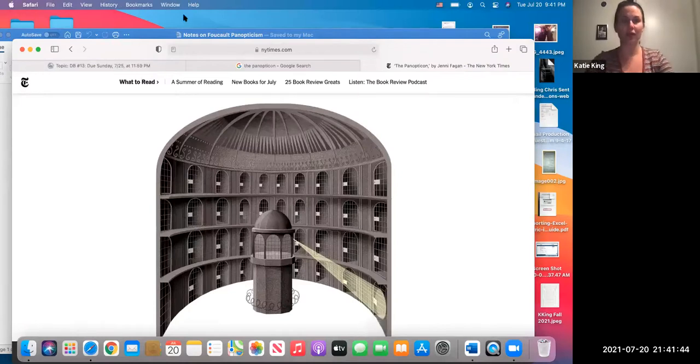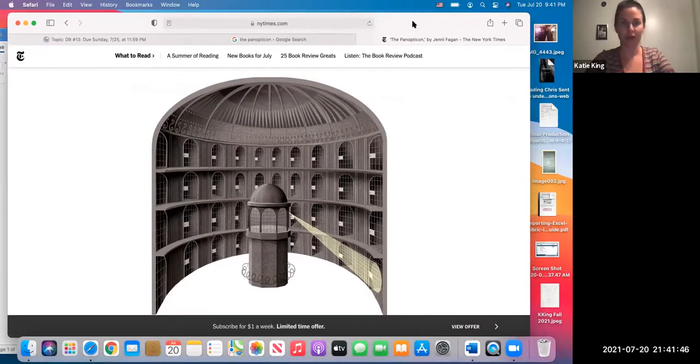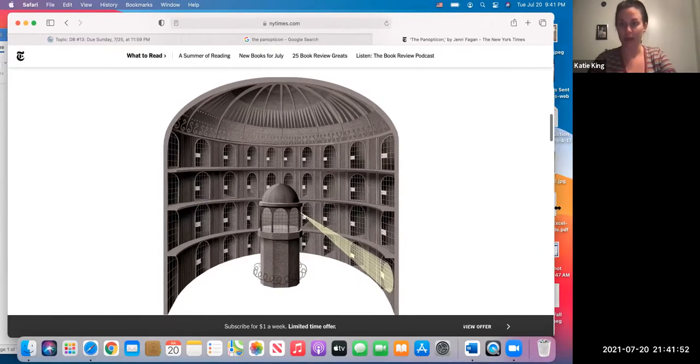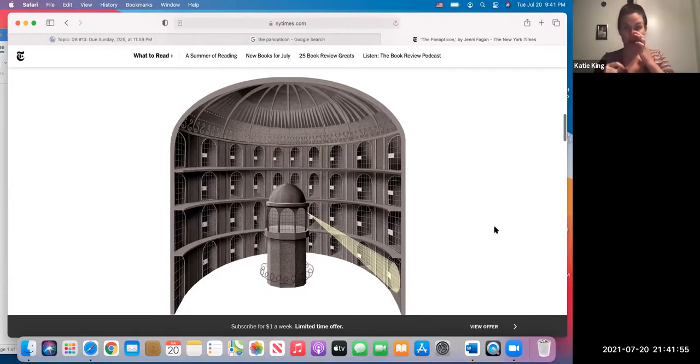So the first thing I've pulled up here for you is actually an article from the New York Times, but it has a very helpful image of the Panopticon. And I figured if we're talking about visual arguments, this will be a helpful way to illustrate those things we're talking about. So if we look at the Panopticon here, it's a structure, it's a building. And we ask, what kind of building is it? Well, it's a carceral building, meaning it's essentially a prison, right?